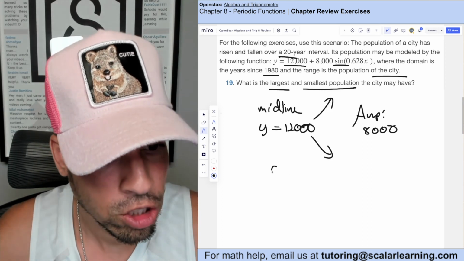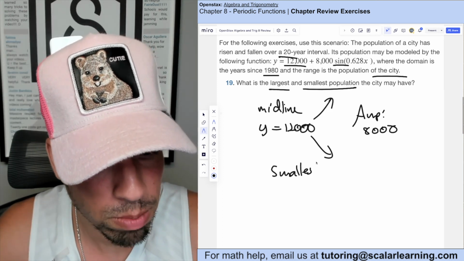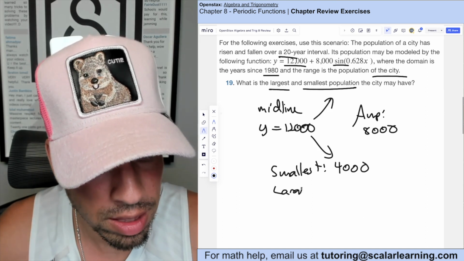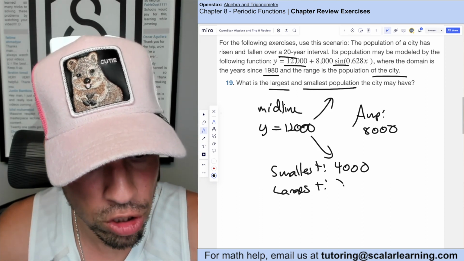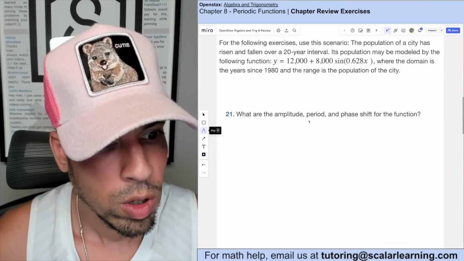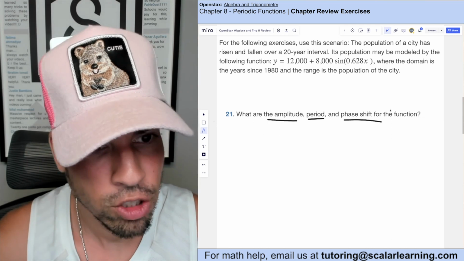which means the smallest will be 8,000 below 12,000, which is 4,000. And then the largest is 8,000 above 12,000, which is 20,000. So there's your answers. Done. What are the amplitude, period, and phase shift for the function?